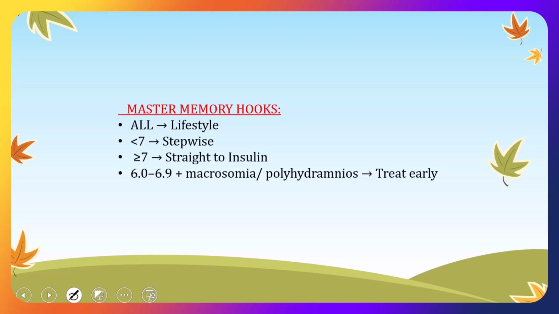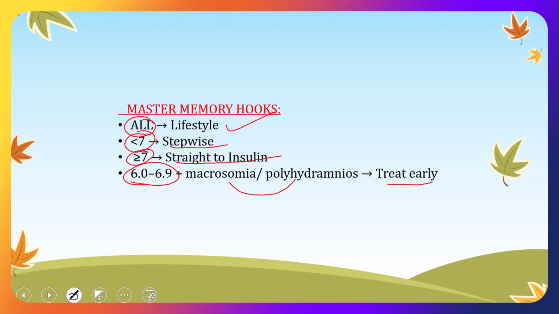Now you have to master the memory hook for this in short form: for all cases we have to offer lifestyle modification, and if less than 7 we are proceeding stepwise, and if it is more than or equal to 7 we are straight away adding insulin to the management. And if there is a figure of 6 to 6.9 millimole but there is a certain complication in the form of macrosomia and polyhydramnios, we have to treat the condition early. So that was all about gestational diabetes mellitus.